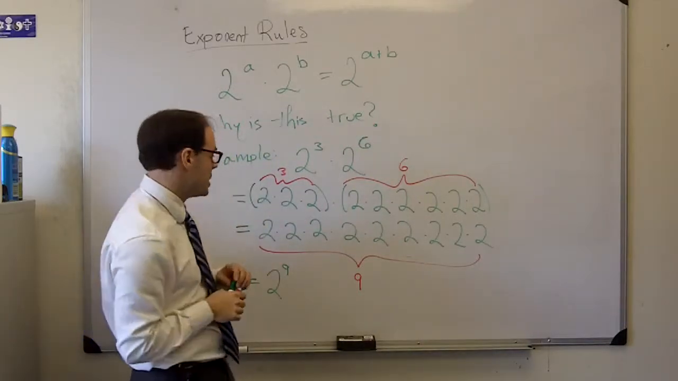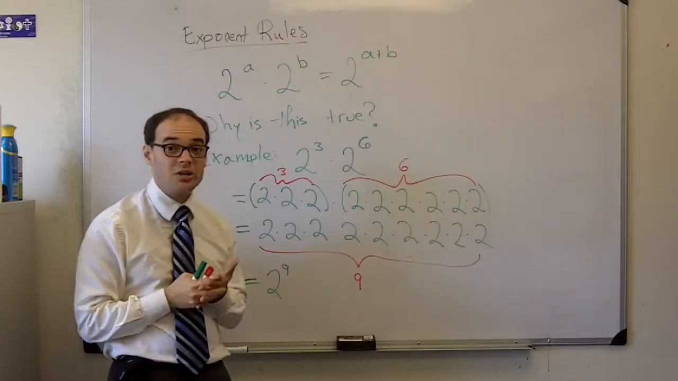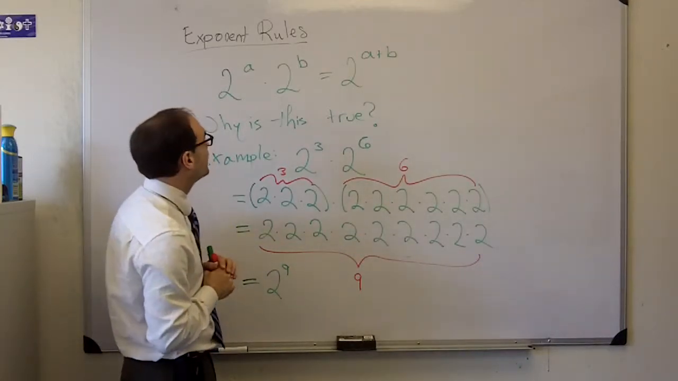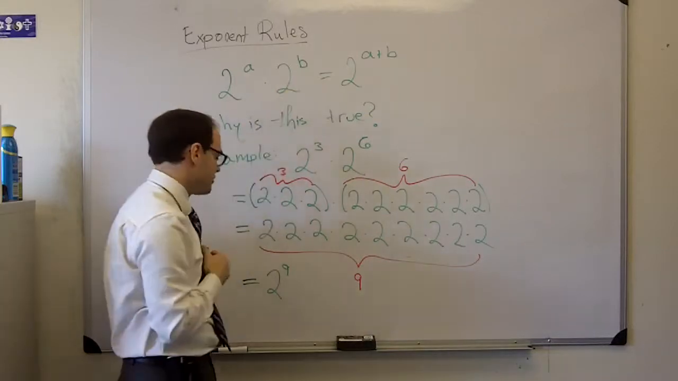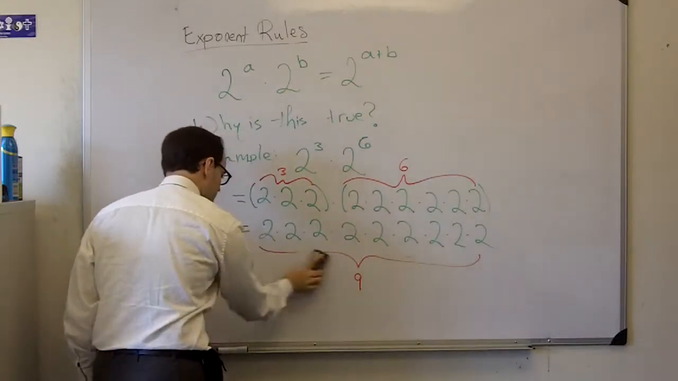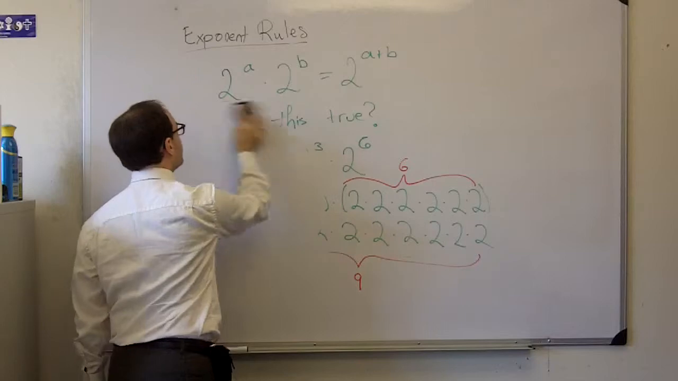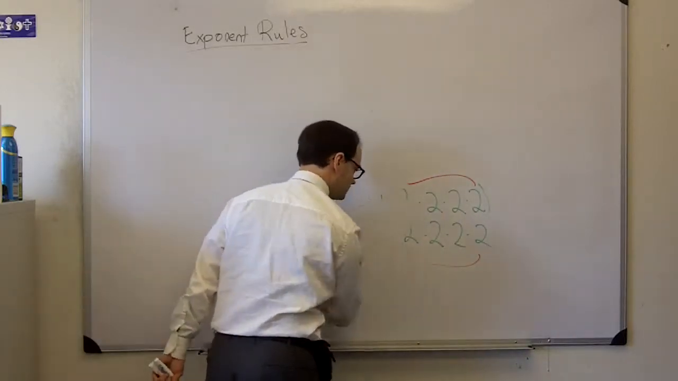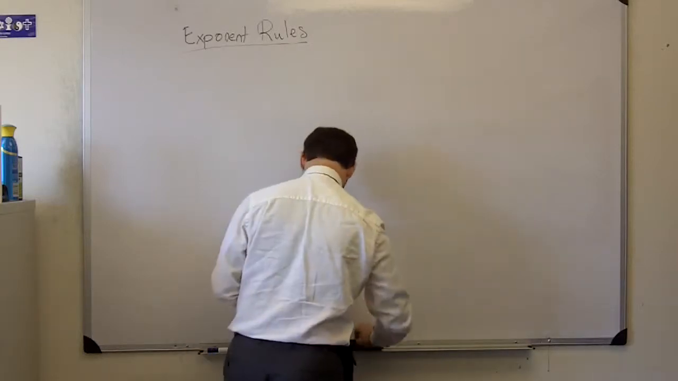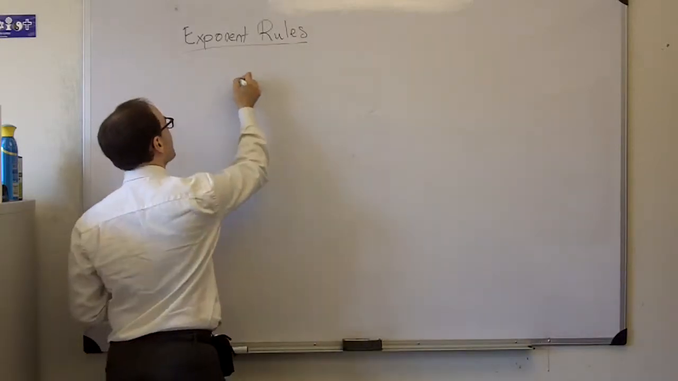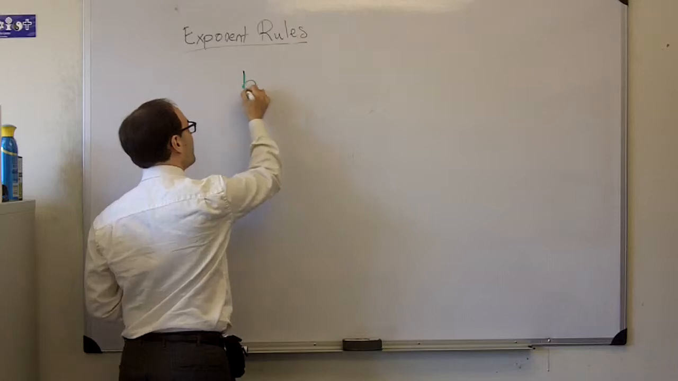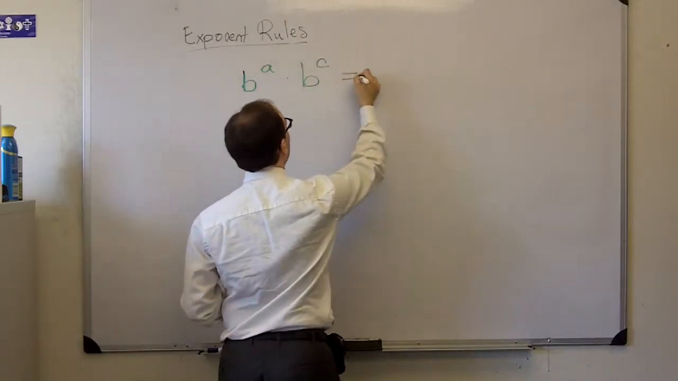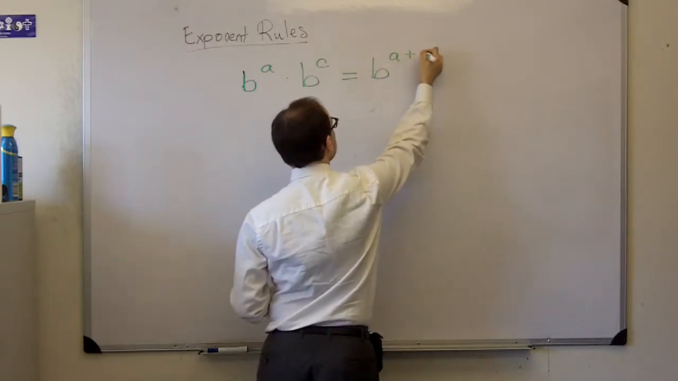And in fact, it works if I replace the 2's with any other number I like. It doesn't really matter which number I use here. And of course, this a and b, those are variables already. So let's write the first exponent rule in this way. Maybe we'll call it b for base: b to the a, times b to the c, is b to the a plus c.